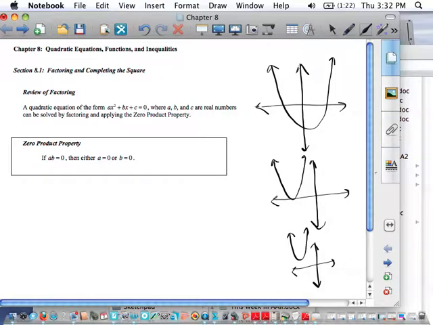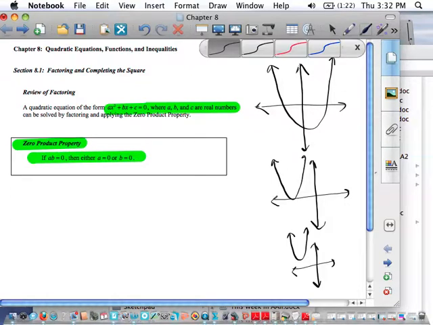Quadratic is of the form ax squared plus bx plus c equals 0, where a, b, and c are real numbers. We're going to use the zero product property to solve these equations, and that is, if a times b equals 0, then either a is equal to 0 or b is equal to 0.